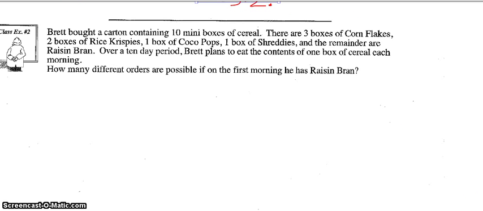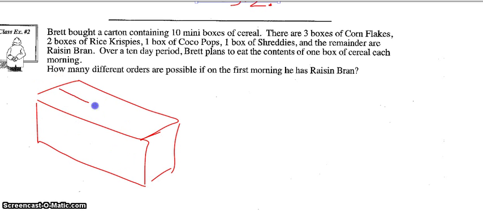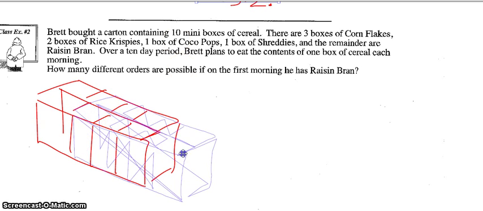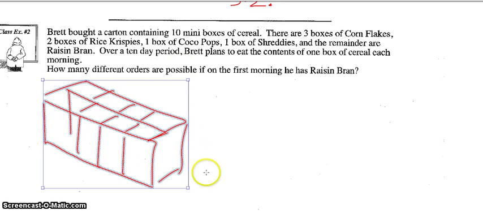So Brett brought a carton containing 10 mini boxes of cereal. Have you seen those? They're not in Hong Kong, right? Usually the small ones, they have 4 boxes on one side and 4 boxes on the other side, like 8 small boxes of cereal. But this one has 10, so just add one more on the end. And then they mix and match. Sometimes all 8 will be different, sometimes some of them are the same. So if you happen to have the one that you like, that will be good.